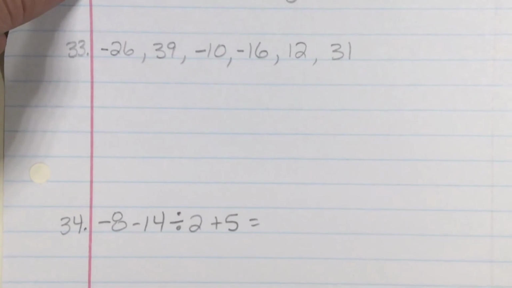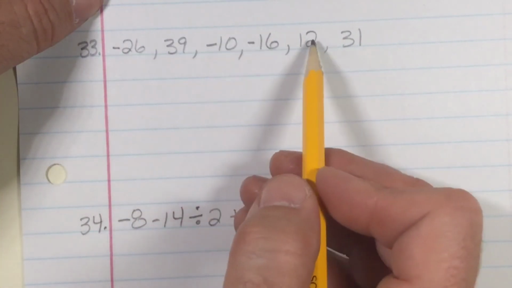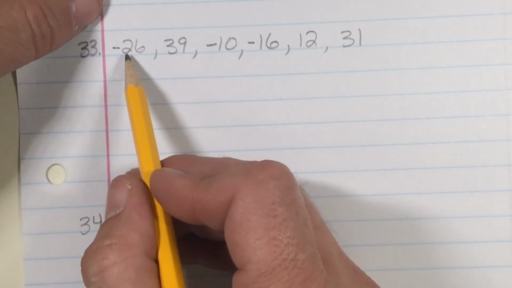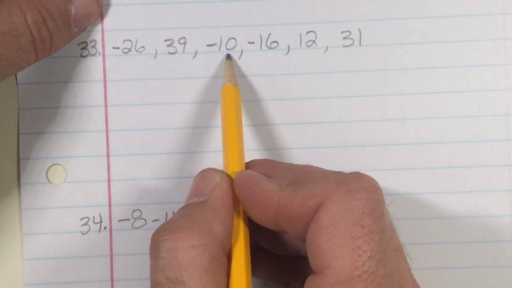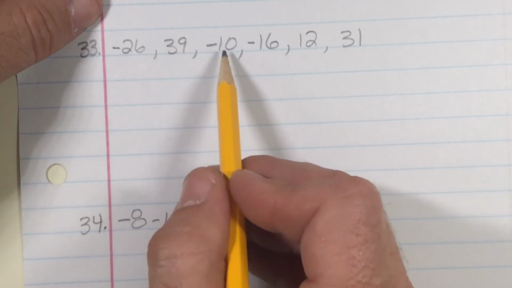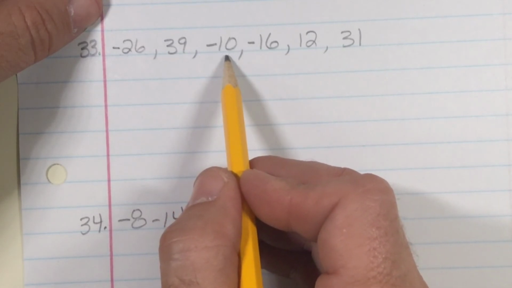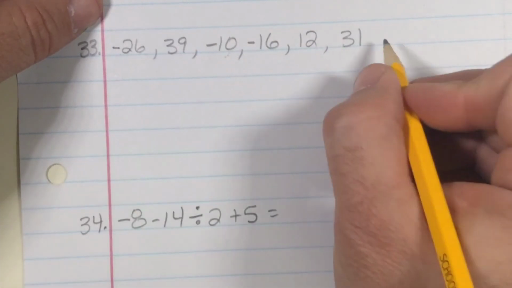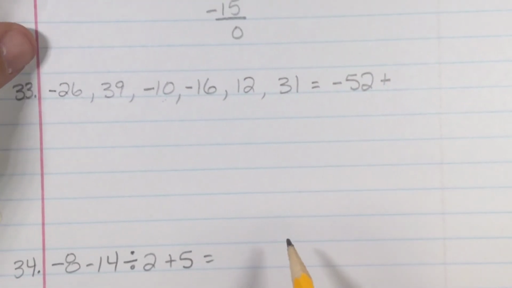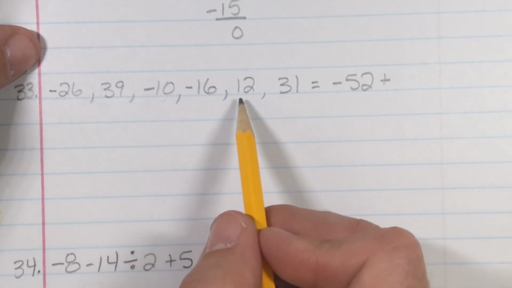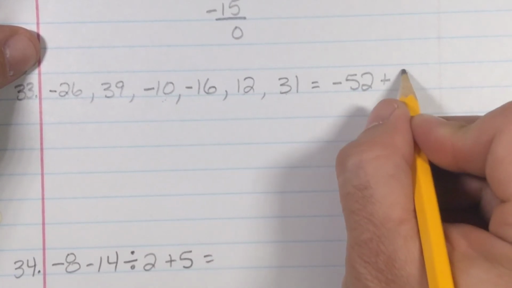For number 33, same kind of problem. We'll add all these together first and then divide by 1, 2, 3, 4, 5, 6. So here's some negatives. We'll put the 3 negatives together. Negative 26 and negative 10, same sign, add and keep. So that'll be negative 36. And then add another negative 16 will give us negative 52. So I have negative 52 plus, for my positives, 39 and 31 would be 70, plus 12 would be 82.